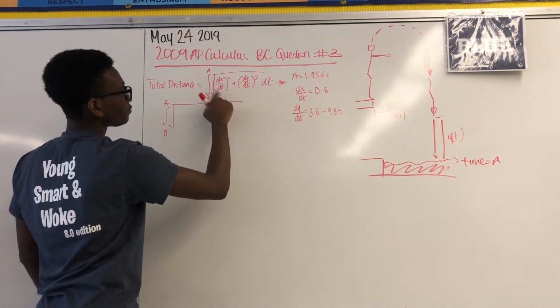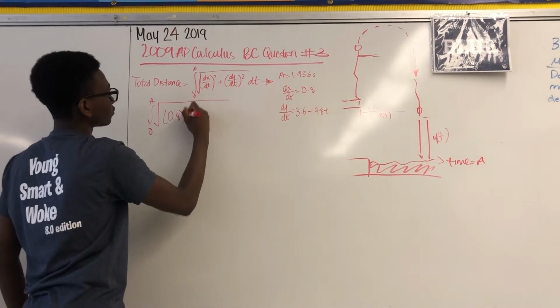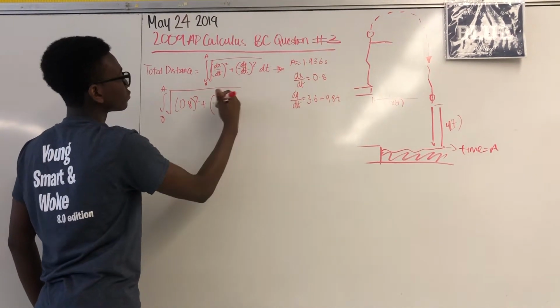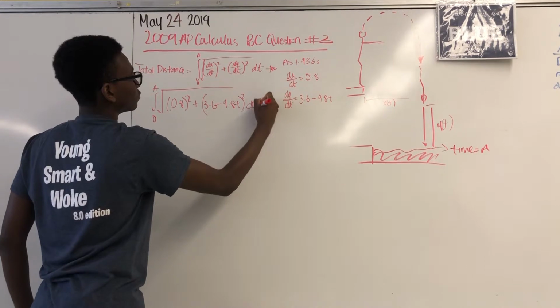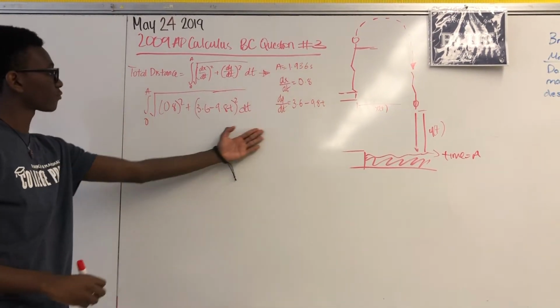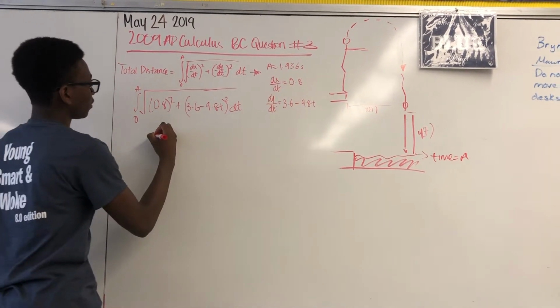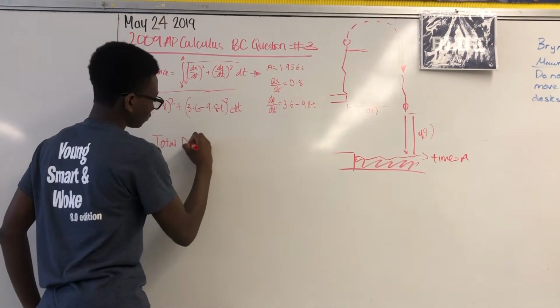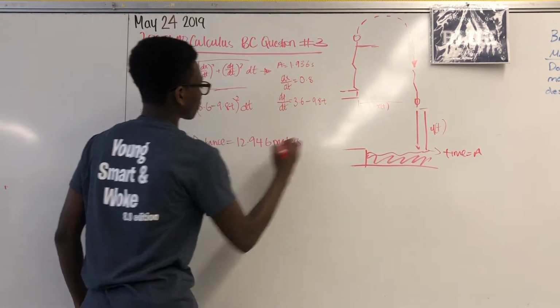to be 1.936 seconds. Now we can put that into the equation to find arc length, which is the integral from 0 to a of the square root of (dx/dt) squared plus (dy/dt) squared dt. With the values that we already have, that is the integral from 0 to a of the square root of 0.8 squared plus (3.6 minus 9.8t) squared dt. You find this by putting it into your calculator, and you get a total distance of 12.946 meters. That would be your final answer.